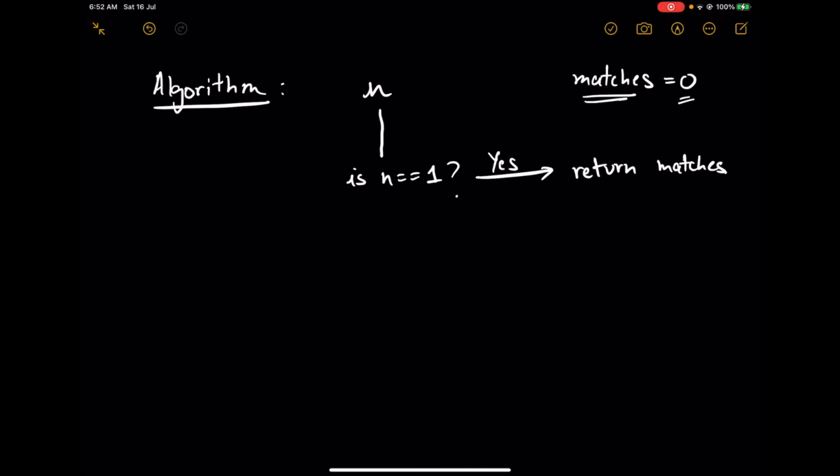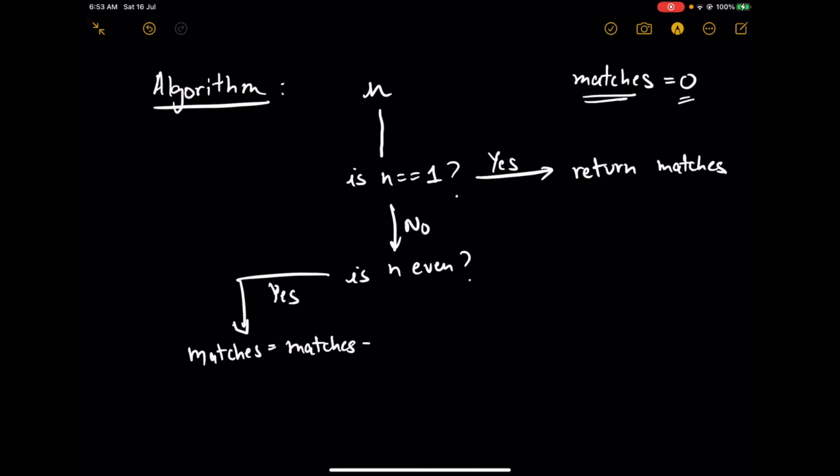But if n isn't 1, then what do we do? Now to decide what we have to do if n isn't 1, we need to first check another thing. So we need to check, is n even? If n is even, then we know that the number of matches that are going to be played in this round will be n by 2 directly. So what we can do is matches is equal to matches plus n by 2. So this will increase the number of matches by n by 2, because in this round, n by 2 more matches will be played.